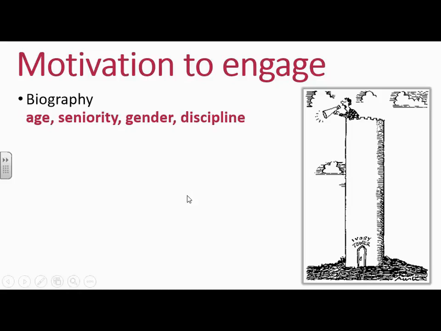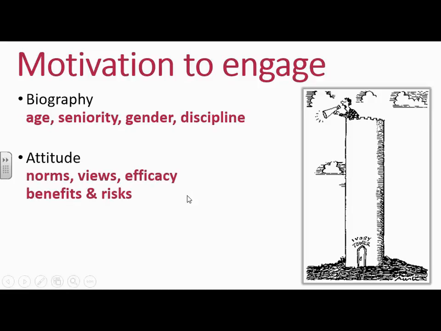But one of the biggest drivers or influencers is discipline. It's fascinating to see how it differs across disciplines, and there are reasons for that, which have to do with the norms that govern different disciplines. Unfortunately, I don't have too much time to go into that now, but the next group of factors is the attitude of the researcher: how they feel about the public, whether they see value in it, whether they think they can do it, whether they think they will be effective, whether they're worried about what their peers will say, and whether they need to get approval, that kind of thing.